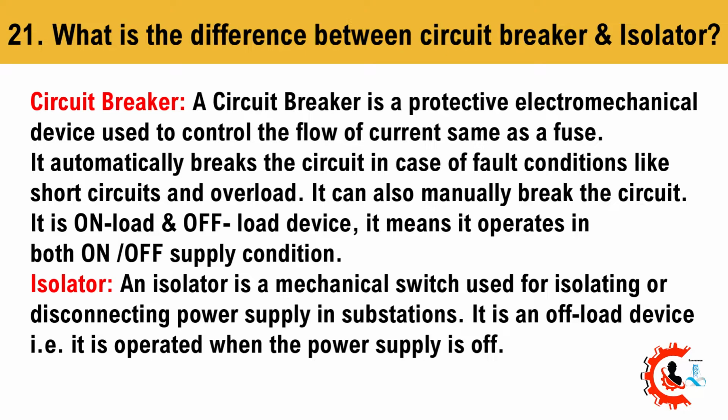21. What is the difference between circuit breaker and isolator? Circuit breaker. A circuit breaker is a protective electromechanical device used to control the flow of current, same as a fuse. It automatically breaks the circuit in case of fault conditions like short circuits and overload. It can also manually break the circuit. It is an on-load and off-load device. It means it operates in both on or off supply condition.